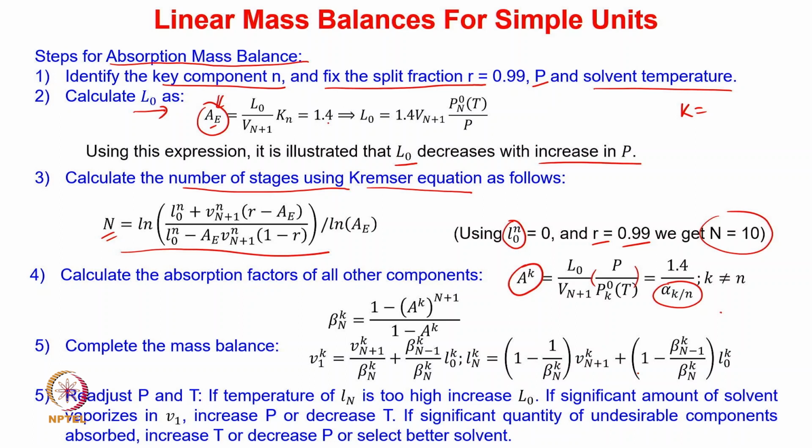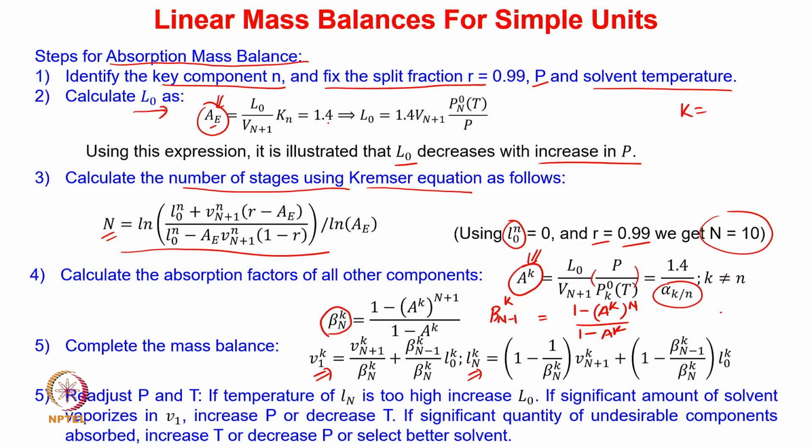With this we can obtain the different values of the absorption factors for different components. Once we have got the absorption factors for different components, we can use this equation and calculate the corresponding Bn and Bn minus 1. In this case, Bn minus 1 for the kth component will be 1 minus Ak raised to the power n divided by 1 minus Ak, isn't it? Once we have obtained Bn minus 1 and Bn, we can use those in the mass balance equation, and we can calculate the corresponding mass balance.